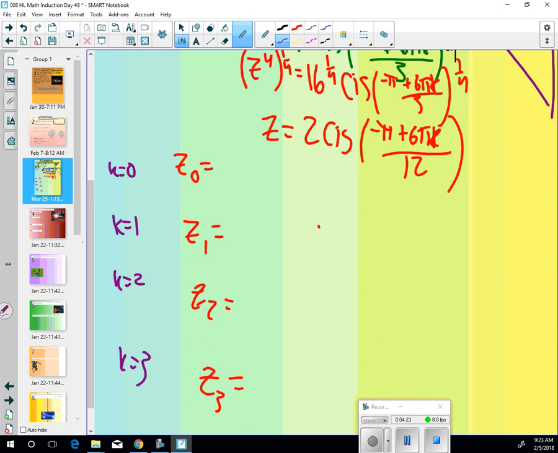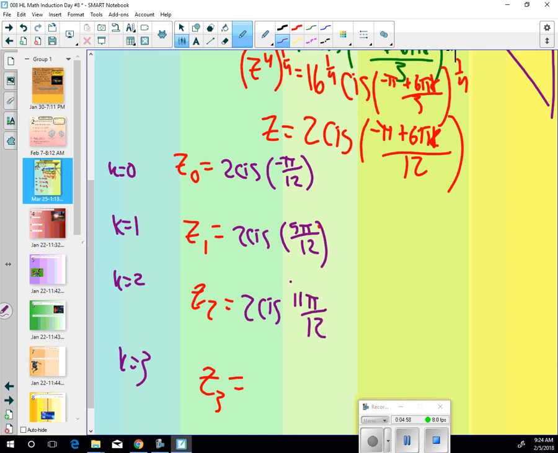So then you're going to put a 0 in, 2 cis 0 plus, this will be negative pi plus 0 over 12. Then the next one will be 2 cis. Now you have a 1 times 6 pi. 6 pi minus pi is 5 pi over 12. Now you're going to put a 2, so that'll be 12 pi. 2 cis 12 pi minus 1 is 11 pi over 12. And then we have one more, 2 cis 18, 17 pi over 12.